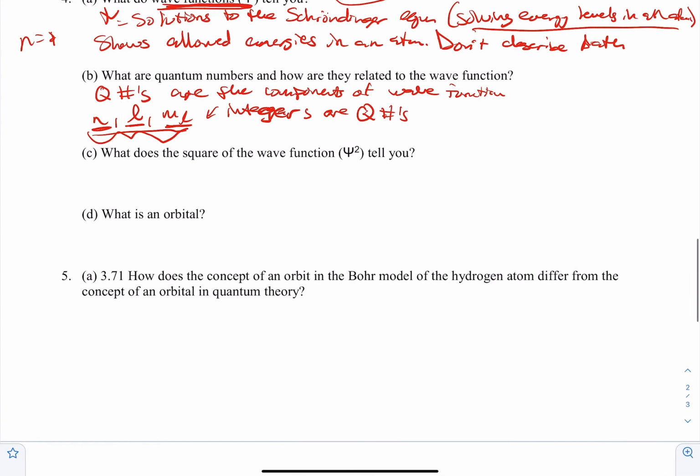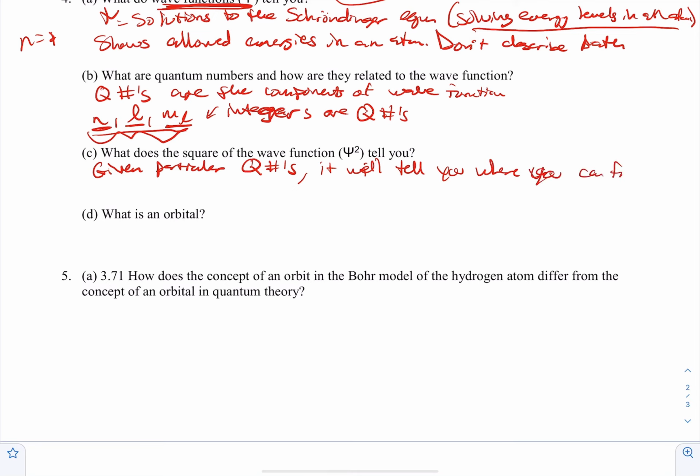So part C says, what does the square of the wave function tell you? So wave function squared, so psi squared. What does that tell you? What it tells you is where you can find the electron 90% of the time given particular quantum numbers. Given particular quantum numbers, it will tell you where you can find the electron 90% of the time in a given 3D space.